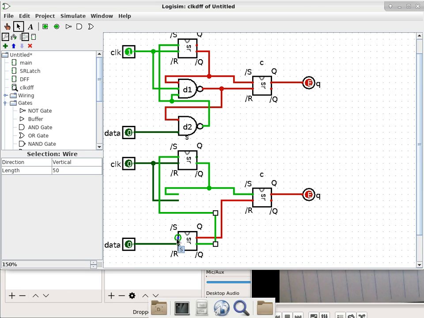What connects to the set portion? Okay, this one is already accounted for, so we have 2 additional wires. Both this one and this one serve as the set /S of the new SR latch that we're constructing. But we only got 1 pin. What are we going to do?